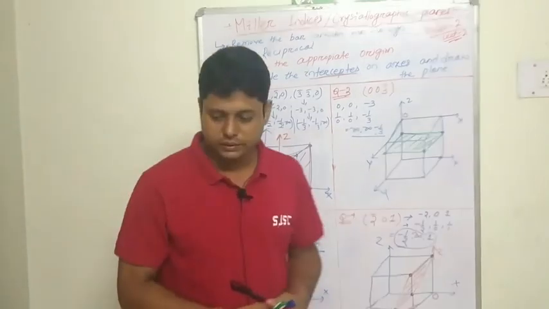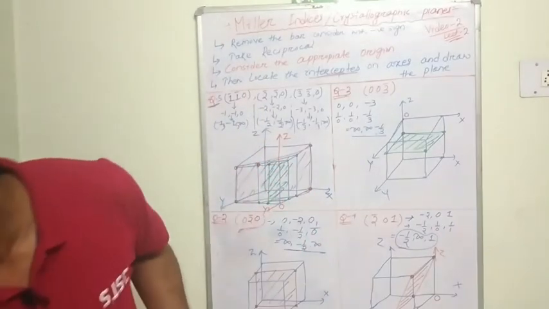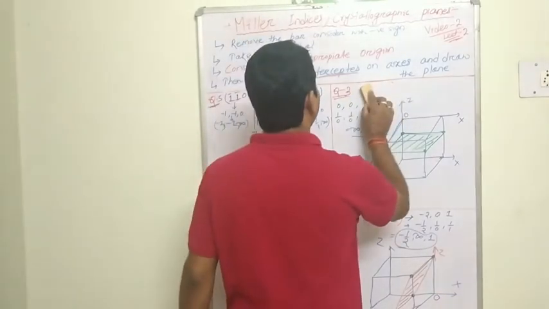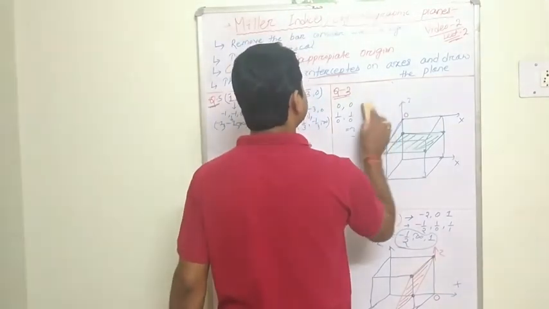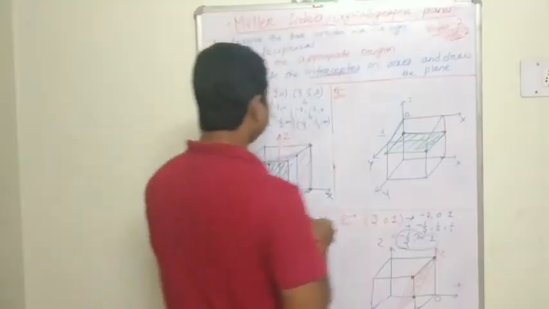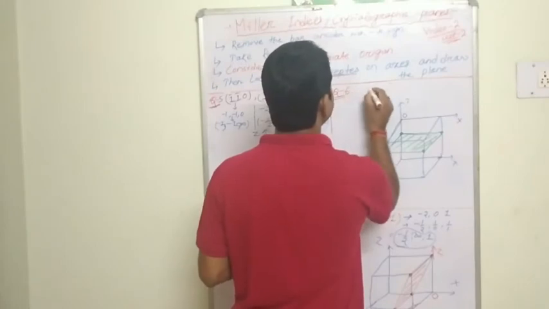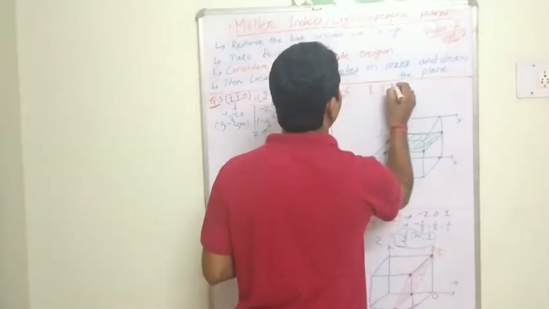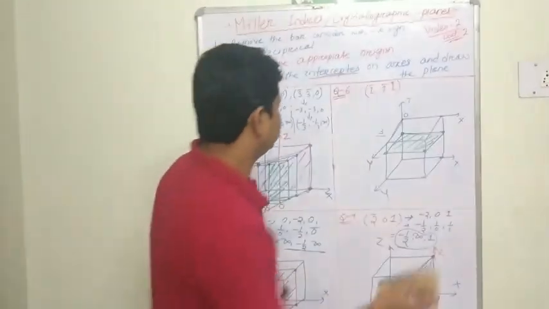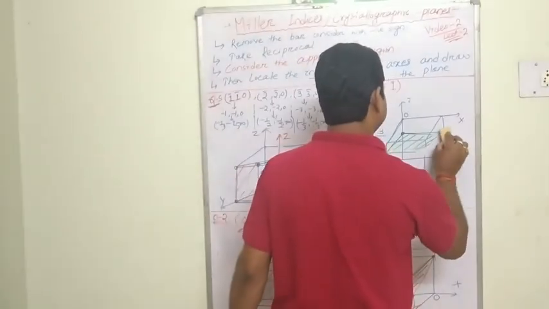Now let us go to the 6th question, 1 bar, and 1 bar. The 6th number question is 1 bar, 1 bar. So first we have to, in this figure I will do, no problem.